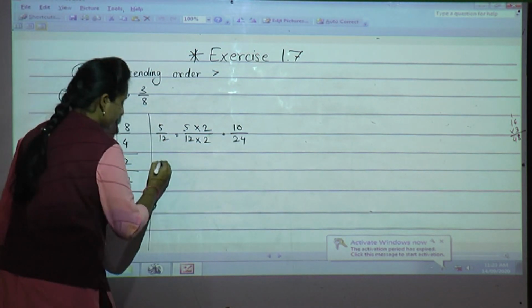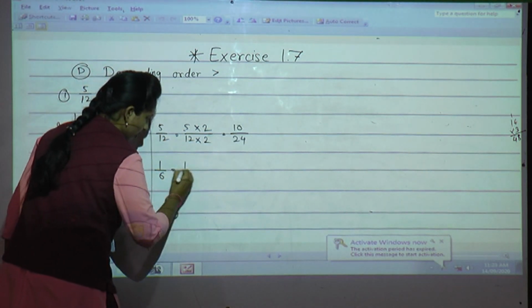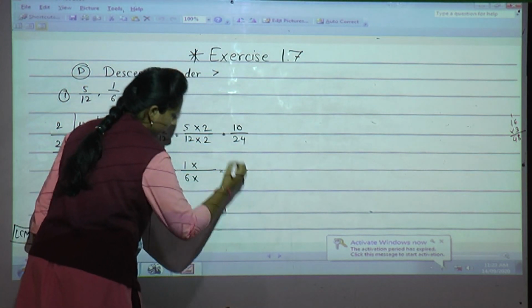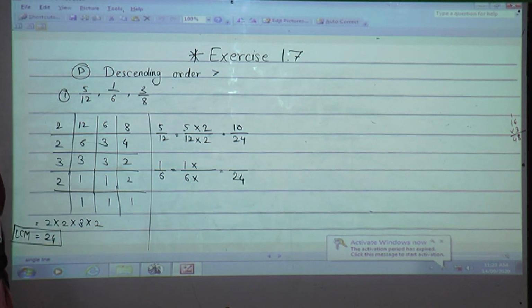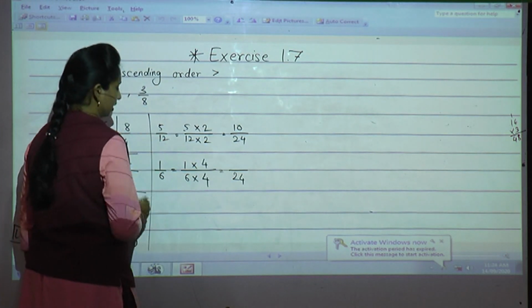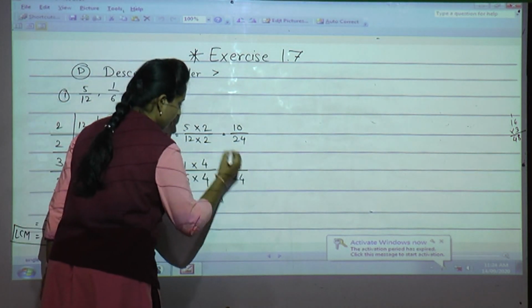The next is 1 upon 6. So write 1 upon 6 multiplied by. So the denominator should come 24. 6 what's are 24? 6 4s are 24. So take 4 in the place of numerator also. 1 4 is a 4.